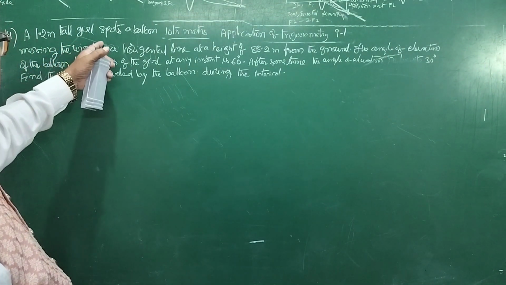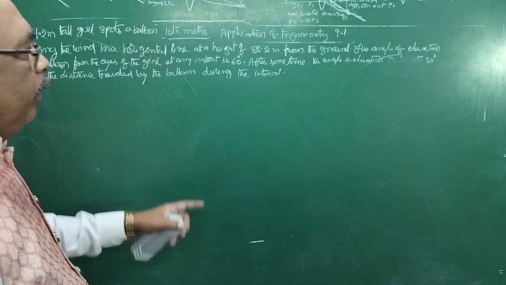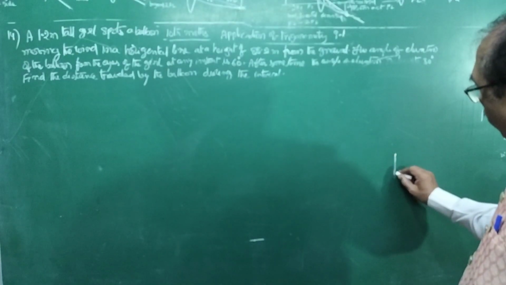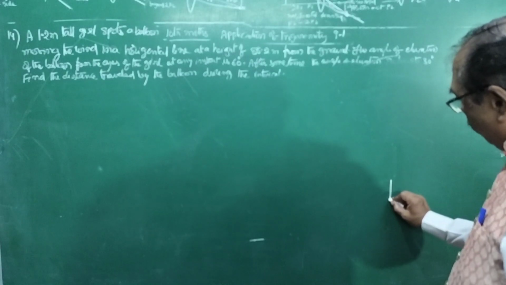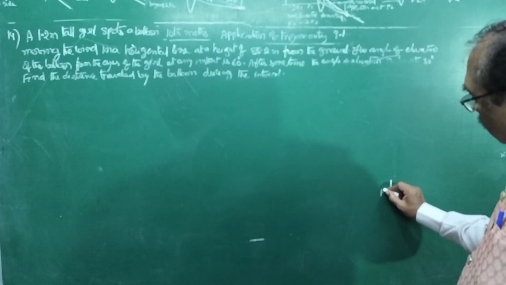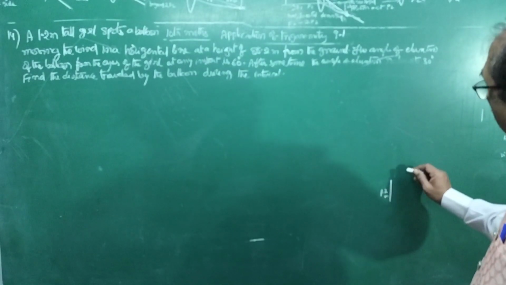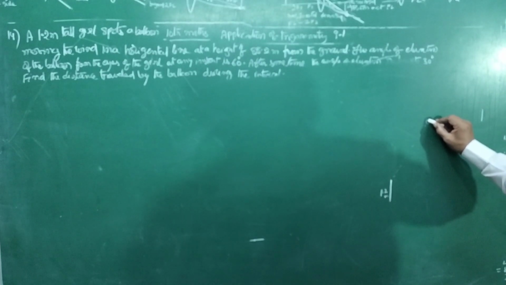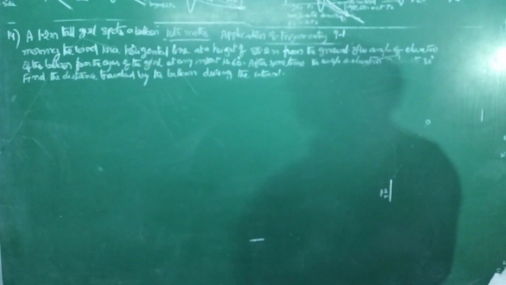In the application of trigonometry, exercise 9.1, the 14th problem, let us see. A 1.2 meters tall girl spots a balloon. She saw the balloon here.